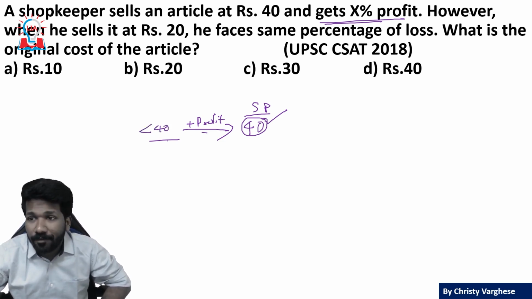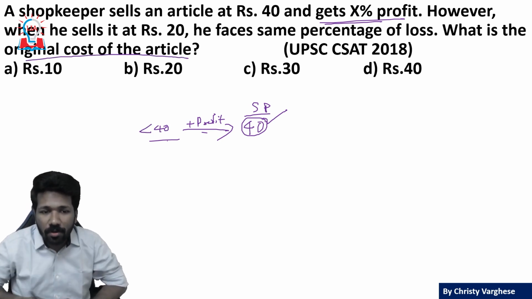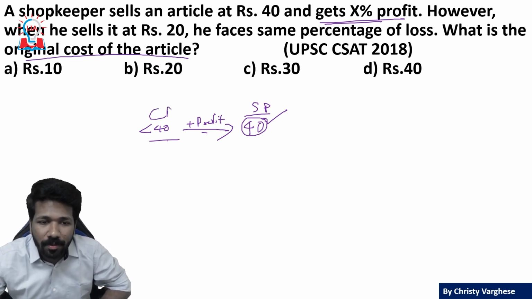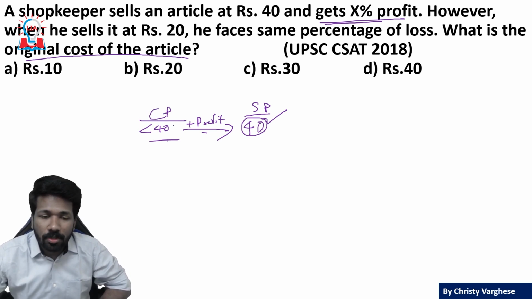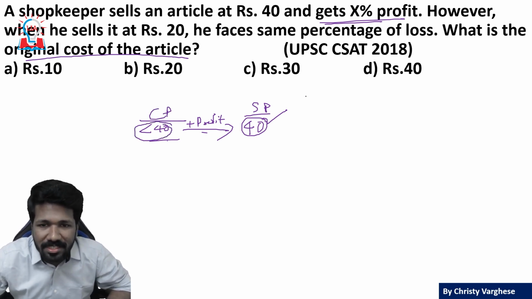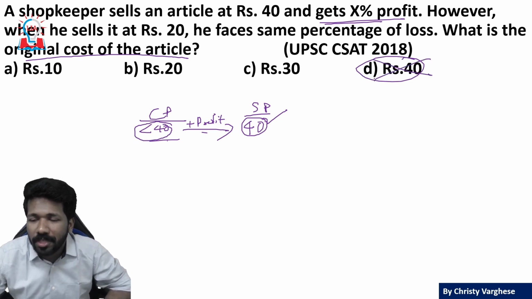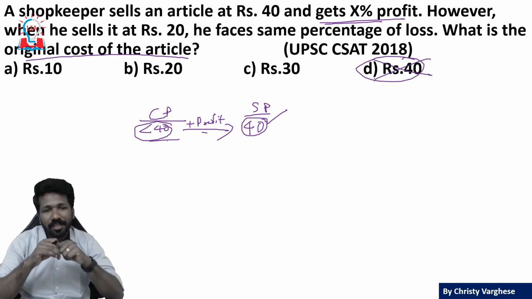that is for sure. What is the final question? What is the original cost of the article? What is the original cost of the article, or what is the cost price of the article? That is what the question is asking. So the cost price of the article will definitely be less than 40. That means look at the options. Option D, rupees 40, can be clearly eliminated.